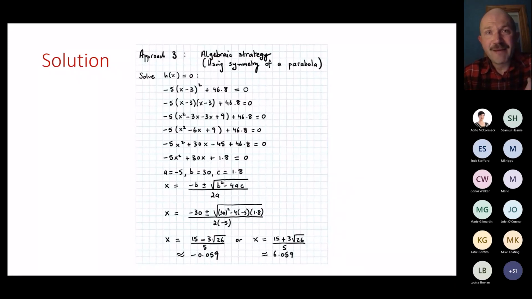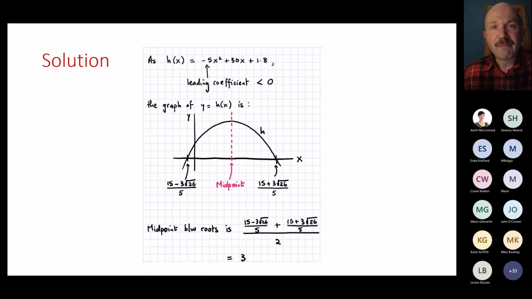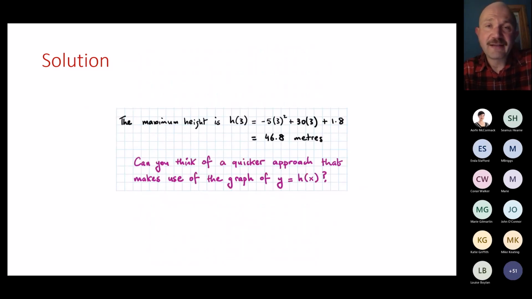Recognizing then that the maximum height must occur at the midpoint, or halfway, between these 2 roots due to the symmetry of the parabola, they'd be able to sketch or visualize a graph of the height function, find out what that midpoint is, and use that midpoint as an input value into the height function. So that midpoint is in fact where x is 3, and plugging that into the height function, they'll get their answer of 46.8 meters.